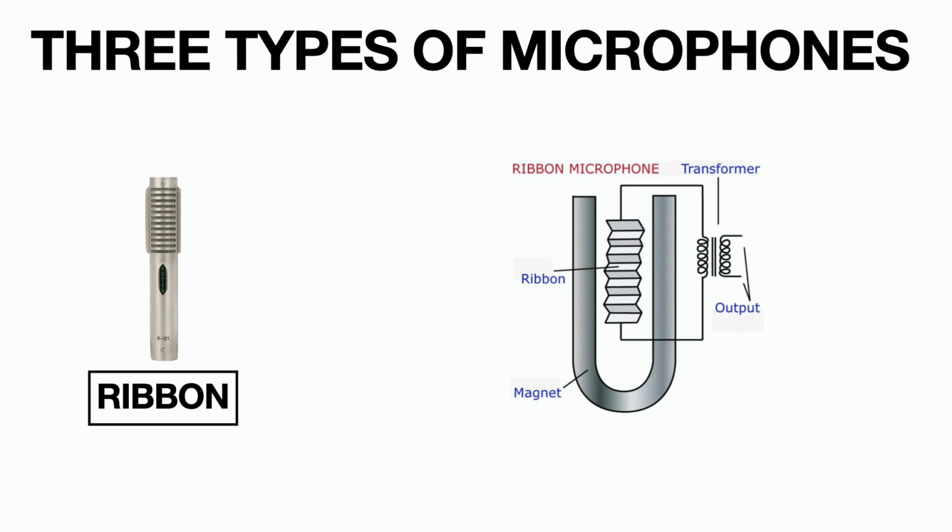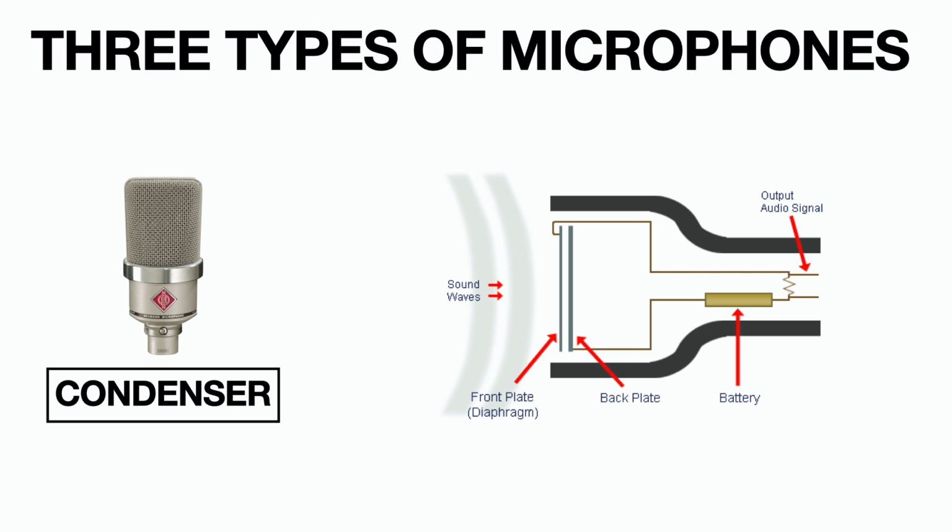Many ribbon mics are just like dynamic mics in the sense that they are passive. This means they don't require power to operate. There are also some ribbon mics that are considered active, meaning they require external power. The concept of active microphones makes more sense when talking about our third microphone type, the condenser microphone.